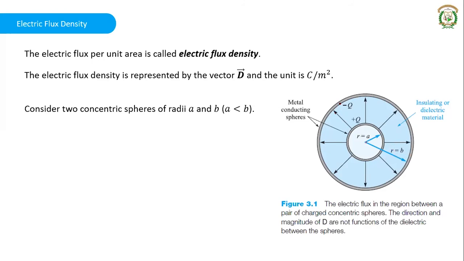Both the spheres are metal conducting spheres, and in between those spheres we have an insulating material, or we also call the insulator a dielectric material. What you can see is that on the outer surface of the inner sphere, there is a positive charge q. It is completely charged. The total charge present is positive, it is q.